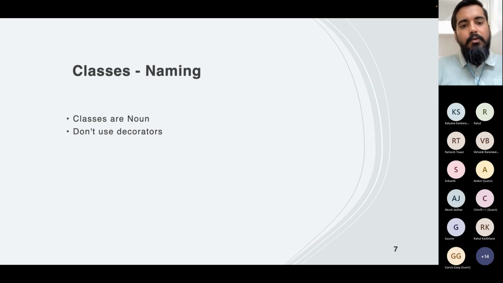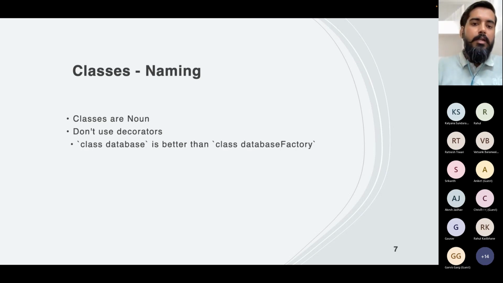I usually prefer not to use decorators. For example, class Database is better than class DatabaseFactory, because when I'm using DatabaseFactory, I'm exposing that there is some factory mechanism in this class. But when I'm saying it's a Database, the user only knows this is a class to handle the database. The user will not know what is behind the scene, whether it's a factory or what. Okay. So I usually prefer this.